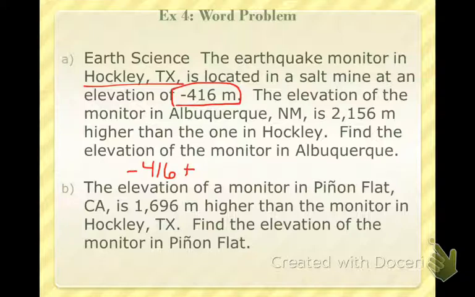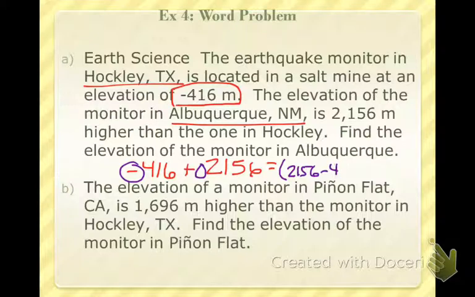And then we have Albuquerque, New Mexico is 2,156 feet higher than Hockley. So how high up above sea level or below sea level is it? Well, let's look. We have a negative and we have a positive. So that's telling me I'm going to subtract. So 2156 minus 416.